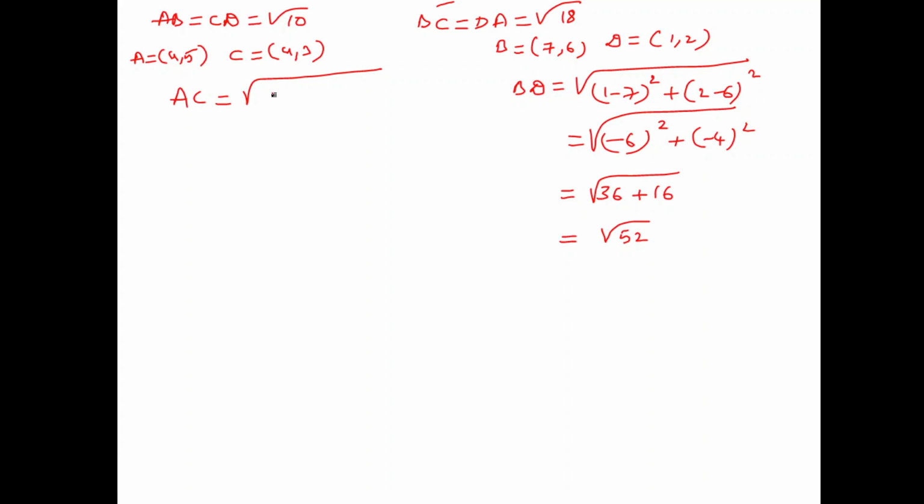Yeah. So let me remove this one. 4 minus 4 to the whole square, that is your 0. And the next is 3 minus 5 to the whole square, that is your root 4. Okay. So the resultant should be your root 4. So as you are able to see, here also AC is not equal to your BD, AB is equal to your CD, and also I can say that BC is equal to your DA.